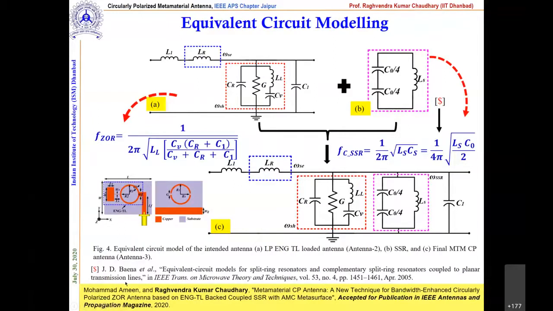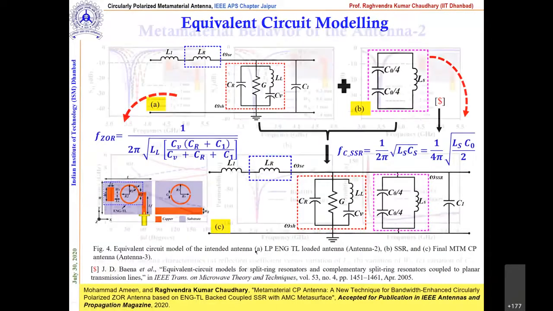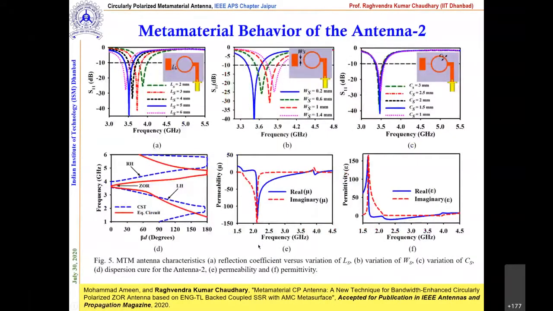So this is the complete circuit diagram, I would say, and what we actually did is put it in simulation, and we cross-verified all the things, correct. And if you try to find it out as ZOR, the expression would be like this, correct. And for the frequency of the circular split resonator, this is the expression. This expression we took from this paper, correct.